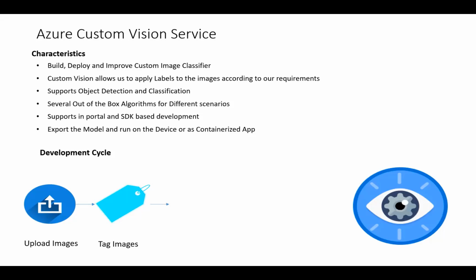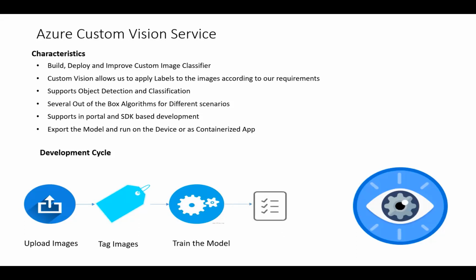Once the images are tagged, we align them to one of the models that is available to us in the portal, and we train the model. Once the training is done, we can test it over an HTTP endpoint, and we then repeat the entire process till we get the granularity of the response that we want from the model.